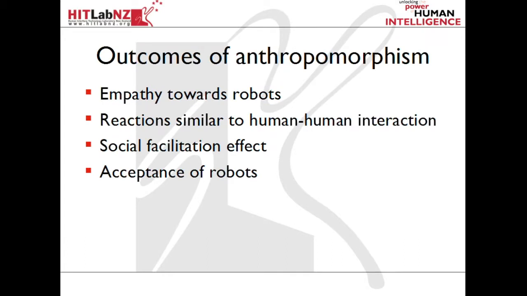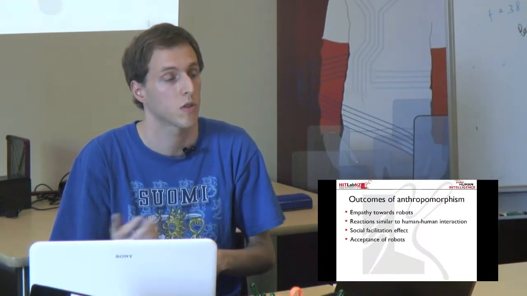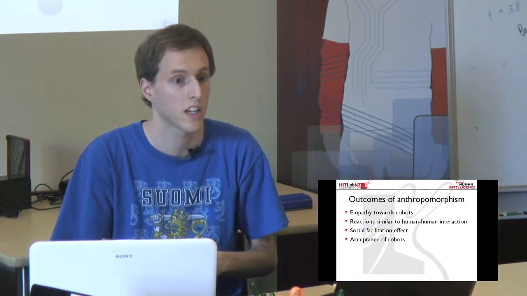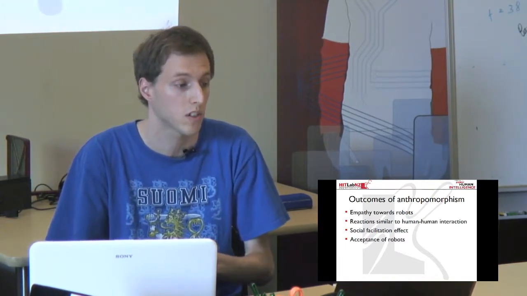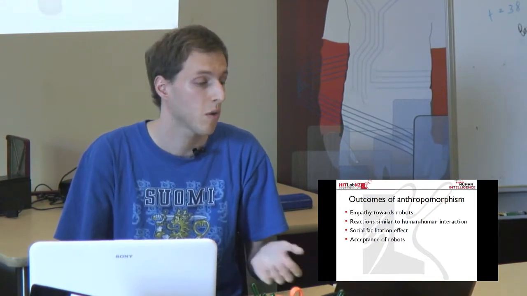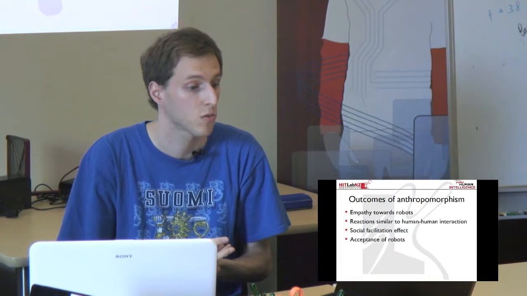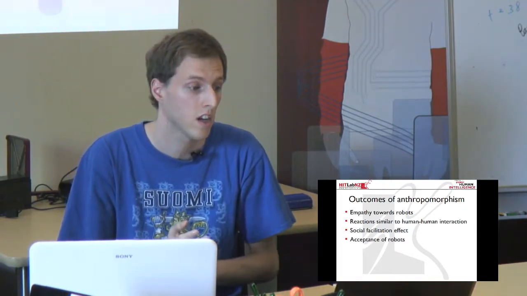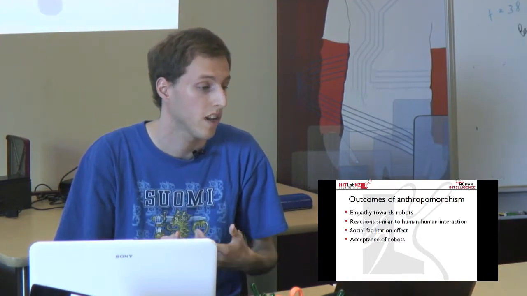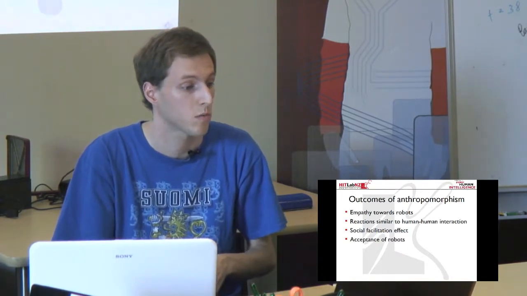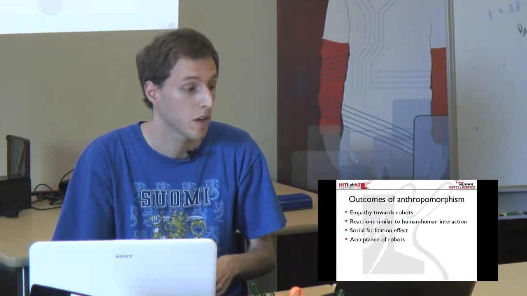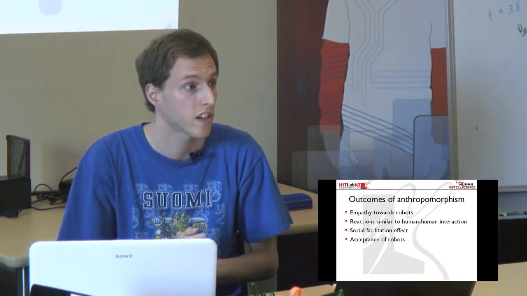Some of the outcomes of anthropomorphism are empathy towards robots. We empathize more with human-like robots than with machine-like robots, which can affect, for example, whether the robots will get destroyed or not. If we perceive it more like a human, people will probably be more reluctant to cause it any damage. Furthermore, it can lead to reactions which are similar to human-human interaction when that is desired. Robots can also elicit the social facilitation effect, where easy tasks are performed better and difficult tasks are performed worse, which can affect human-robot cooperation. And finally, anthropomorphism can affect acceptance of robots.